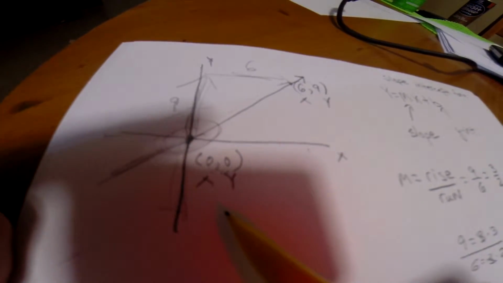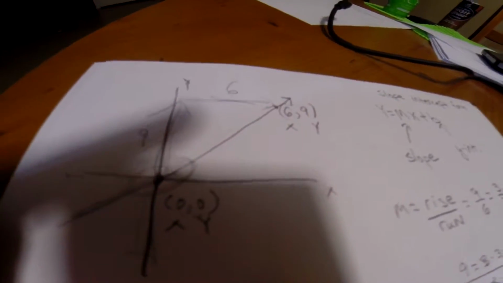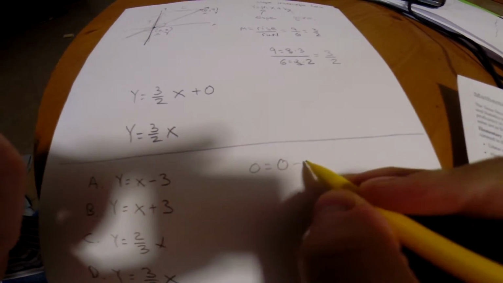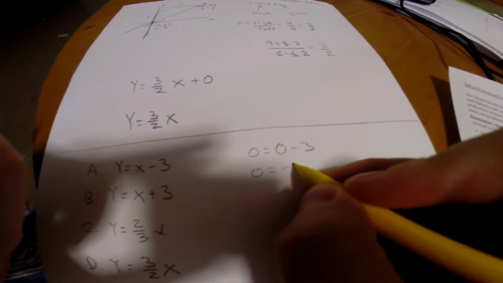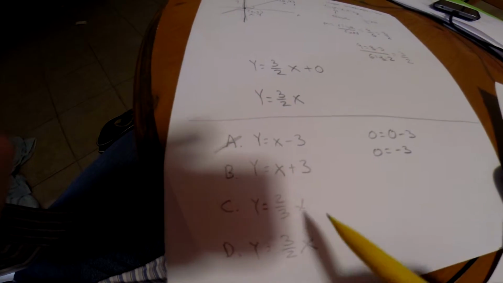Okay, so the first question that should pop in your mind is, why is this guy using 0, 0? Why not use 6 and 9, right? Well, 0, 0 is going to be used because it's easy to work with. So note that if I put 0 here and 0 here, I'm going to get 0 equals 0 minus 3, and 0 equals negative 3, right? Is this statement true? Does 0 equal negative 3? Well, I don't think so. So this is going to show us that A is incorrect. And we're going to work through each of these to figure out which one works.